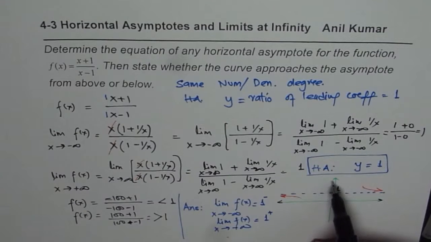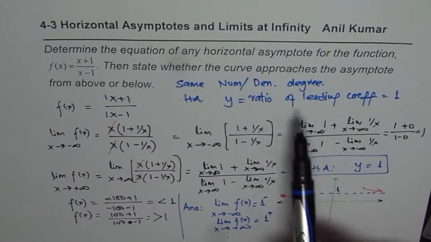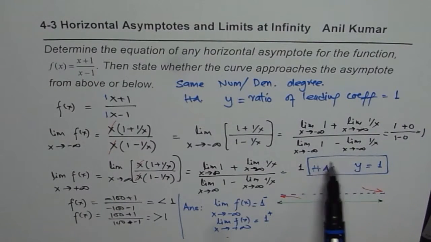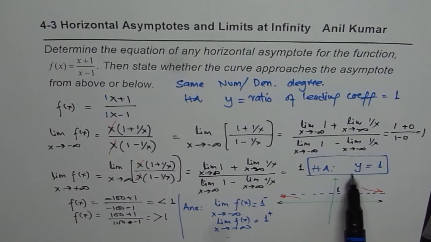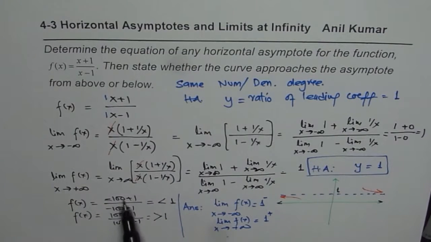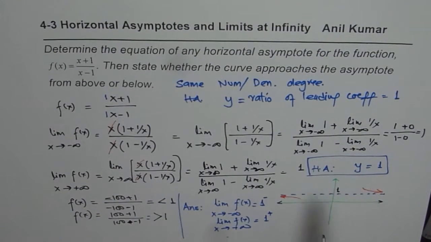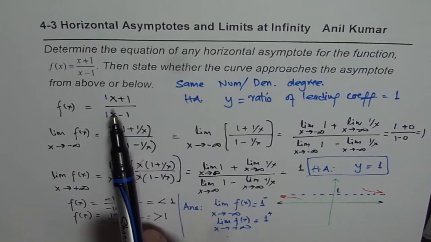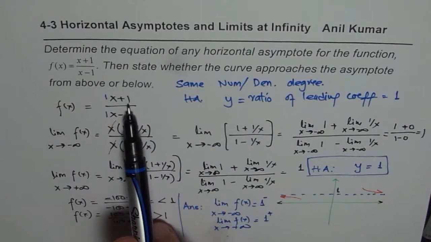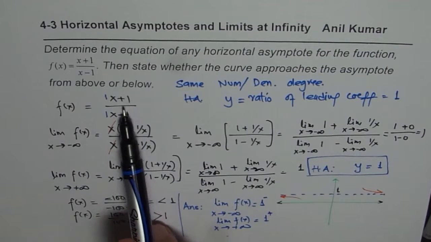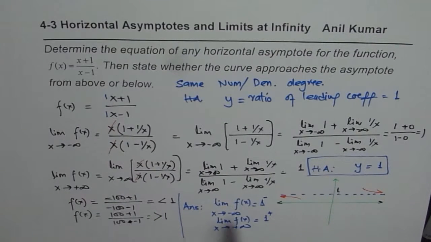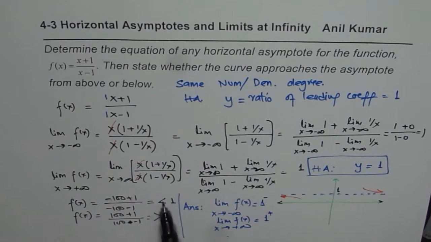The next part which we understood was how to find whether the curve approaches the asymptote from above or below. The best way is to substitute a large value, negative and positive, and check. So if I substitute in this case, large value means 100 times the constant. So the constant is 1, so 100 is a good value to check. So if I substitute negative 100, I am approaching negative infinity because 100 is very, very large as compared to 1. In that case, my value comes out to be slightly less than 1. So we are approaching from below the line.